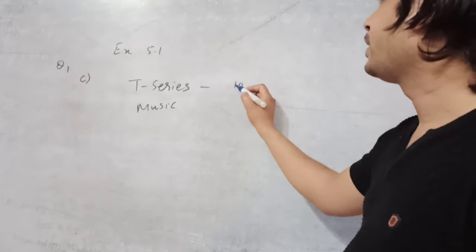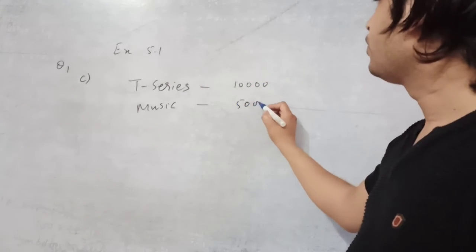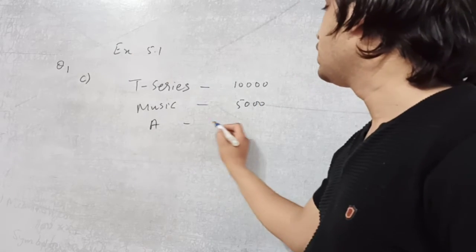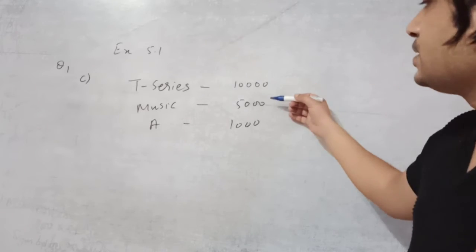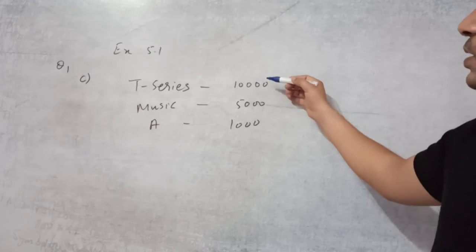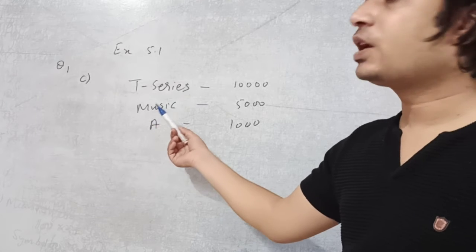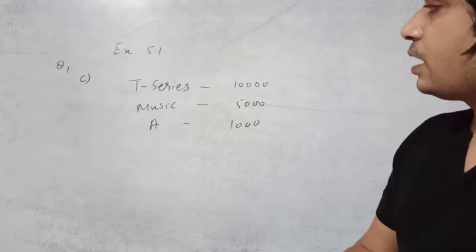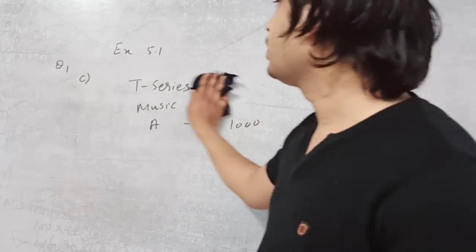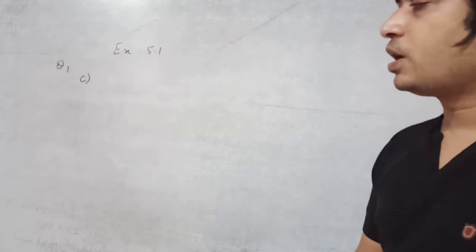Suppose T-Series produces 10,000 cassettes, or suppose 5,000. One more company is there. How many cassettes is it producing? 1,000. So this is the number of cassettes, so this is the frequency, and this is the name of the company. The name of the company we cannot represent in intervals or class intervals. So for C1 we cannot draw the histogram.